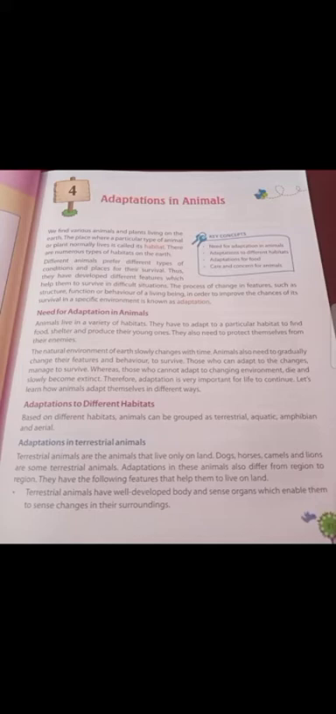Now let us take an example of a polar bear. You will not find a polar bear in the desert. It cannot adjust itself to the desert. You will find a polar bear in a cold region where there is ice and snow, where the temperature is very low. A polar bear can adjust itself to that kind of environment. So these places are known as their habitat.